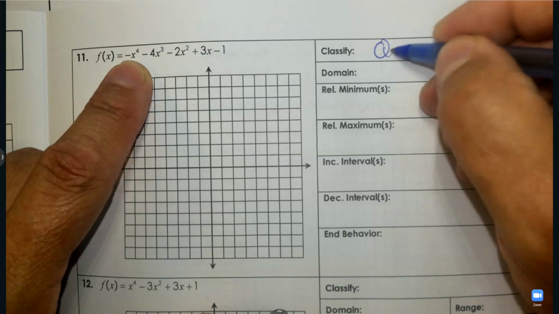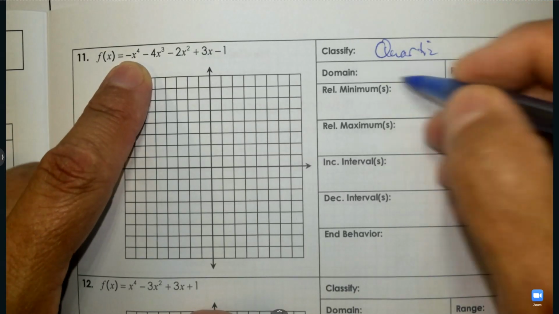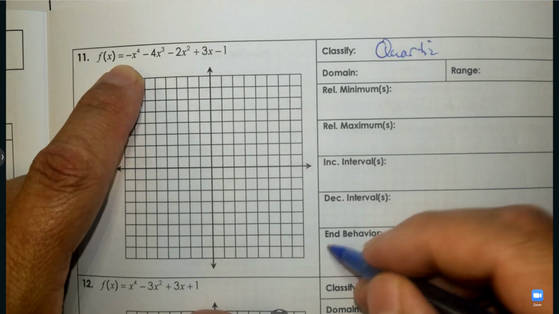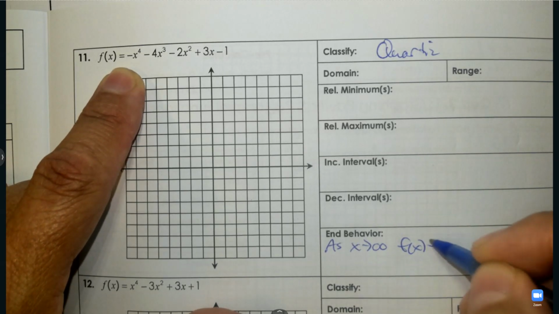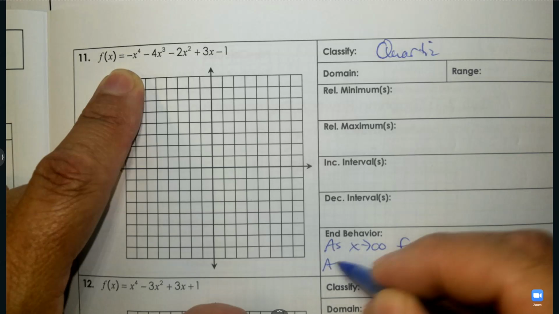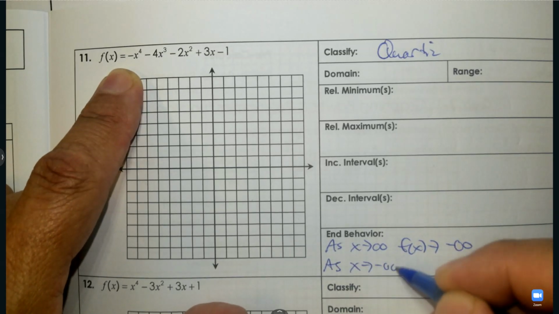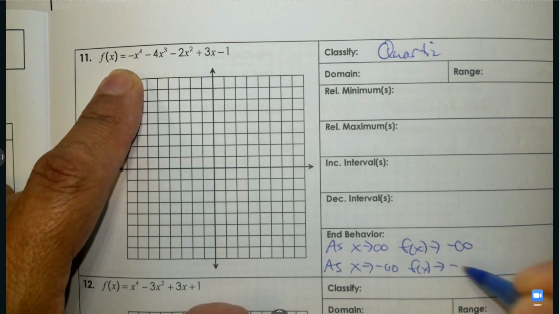Let's just classify it right away before I type it. This is a quartic, and the end behavior. What do you notice about the end behavior? The right end goes down, and the left end goes down as well. Both ends go down. You knew that.